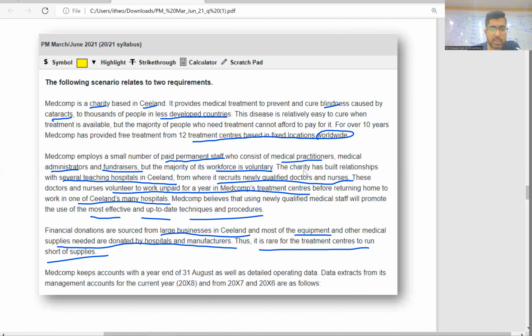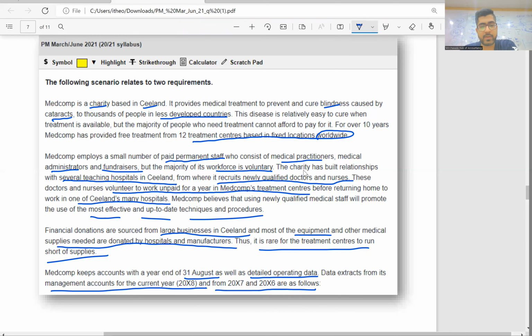Medcomp keeps accounts with a year end of 31st August, as well as detailed operating data. Data extracts from its management accounts for the current year and from 2007 and 2006 are as follows. They make accounts up to 31st August, and the data is given for 2008, 2007 and 2006.